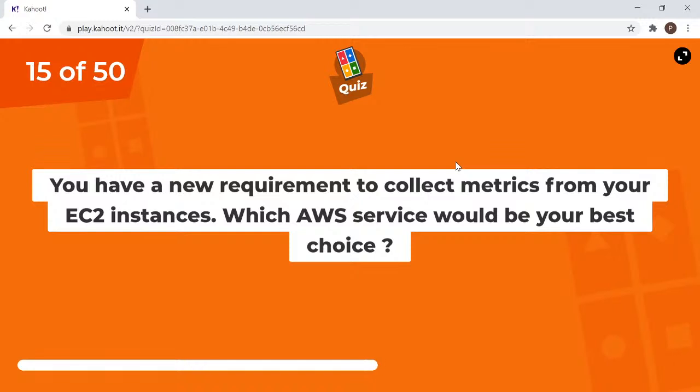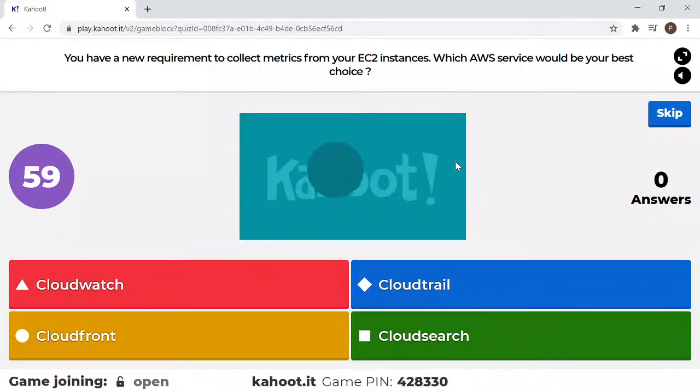You have a new requirement to collect metrics from your EC2 instances. Which AWS service would you best choose? CloudWatch, CloudTrail, CloudFront, CloudSearch. Lot of cloud in the options.